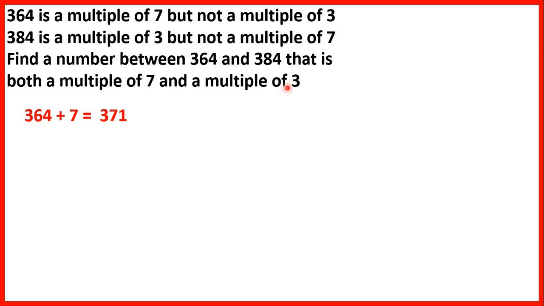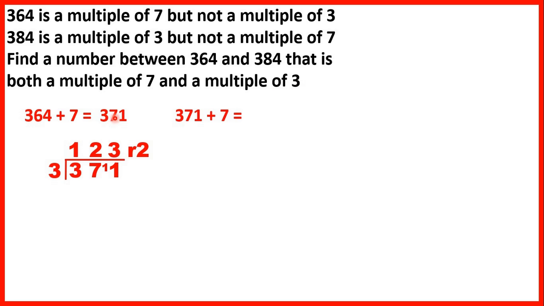But is it a multiple of 3? Well, to find out, we need to divide. And remember, if we don't get a remainder, then it is a multiple of 3 as well. We can divide using short division, but because we get a remainder, 371 is not a multiple of 3. So we need to try something else.